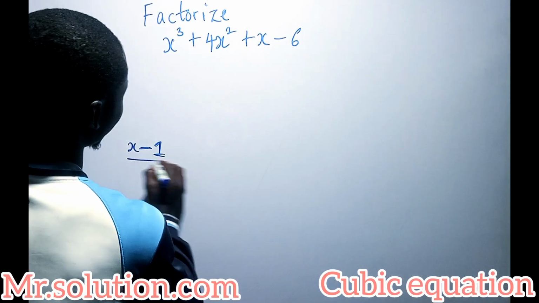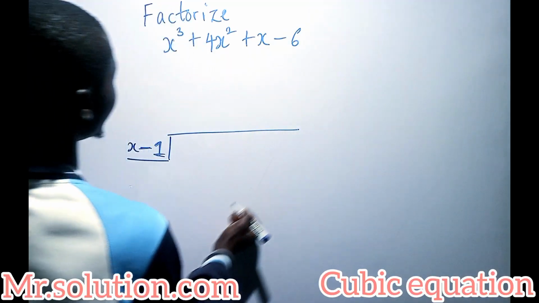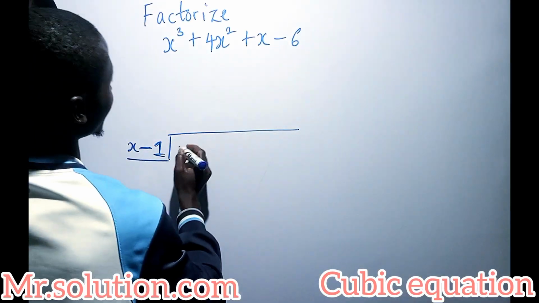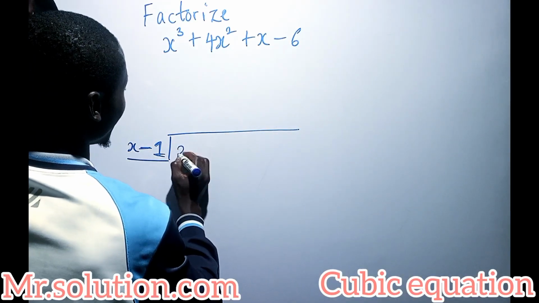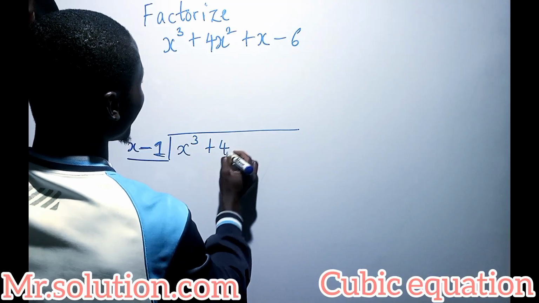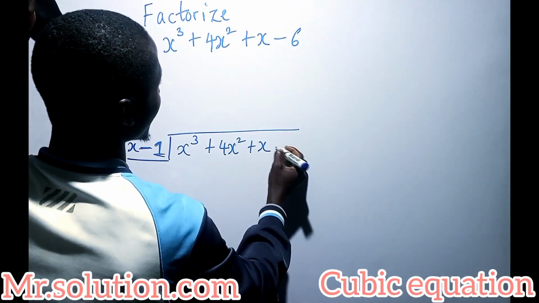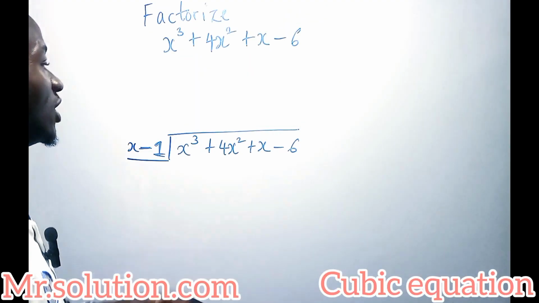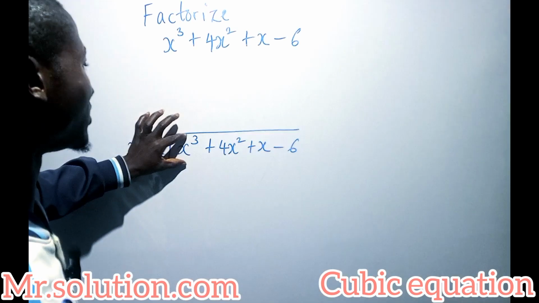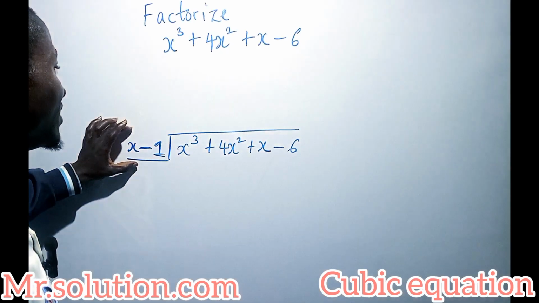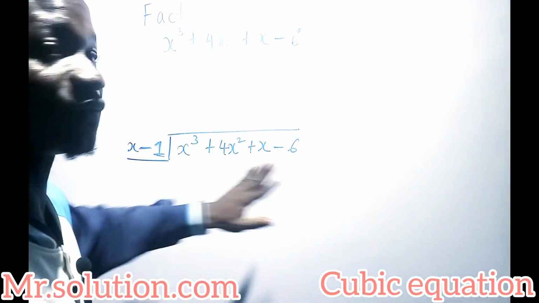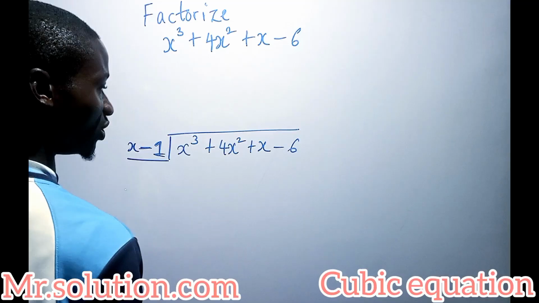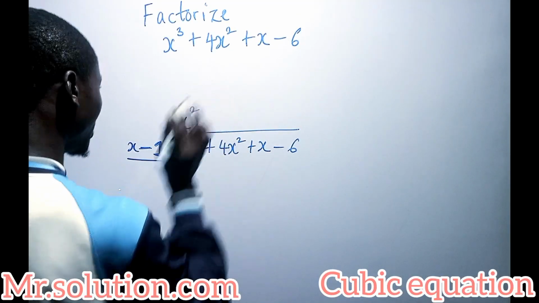Now we are going to do something like this. Having done that, we put this cubic equation into this place. We have x cubed plus 4x squared plus x minus 6. Now listen carefully. At this point, we are going to start from this x cubed to divide, then move and move and move. Now we say x cubed divided by x is what? Is x squared. You put it down.